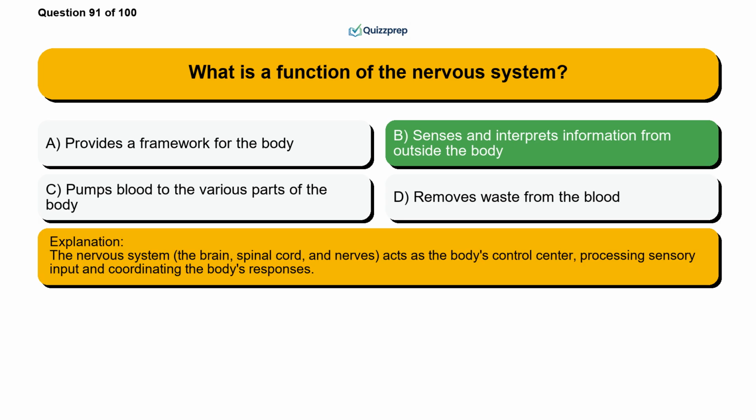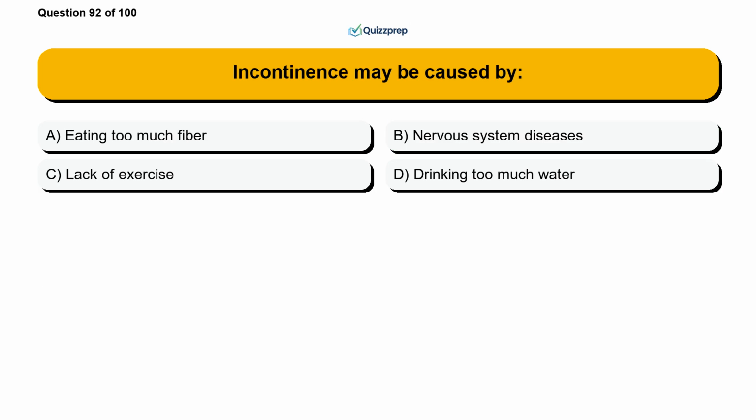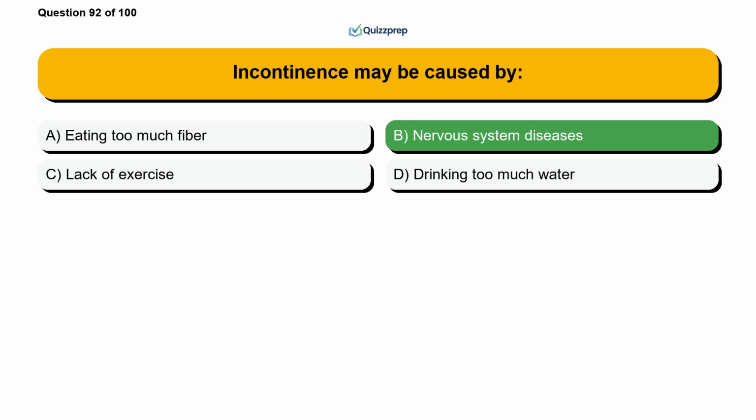The nervous system, the brain, spinal cord, and nerves, acts as the body's control center, processing sensory input and coordinating the body's responses. Question 92. Incontinence may be caused by option A, eating too much fiber. Option B, nervous system diseases. Option C, lack of exercise. Option D, drinking too much water. The correct answer is option B, nervous system diseases.